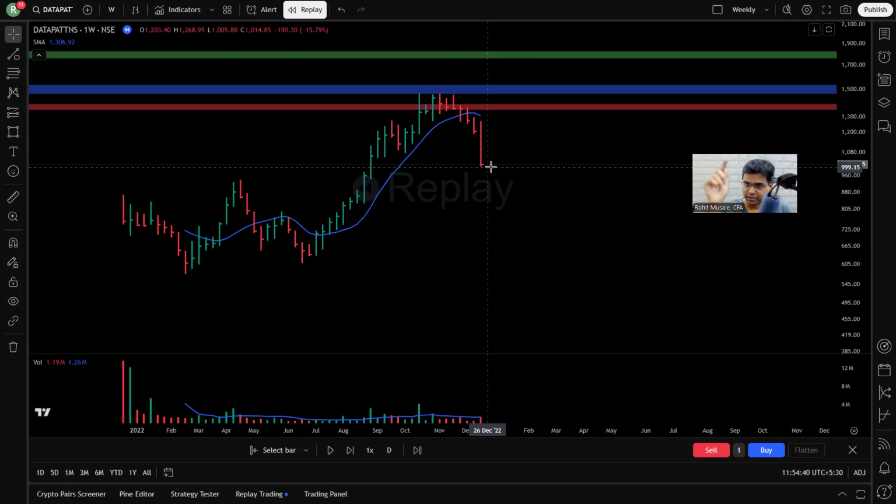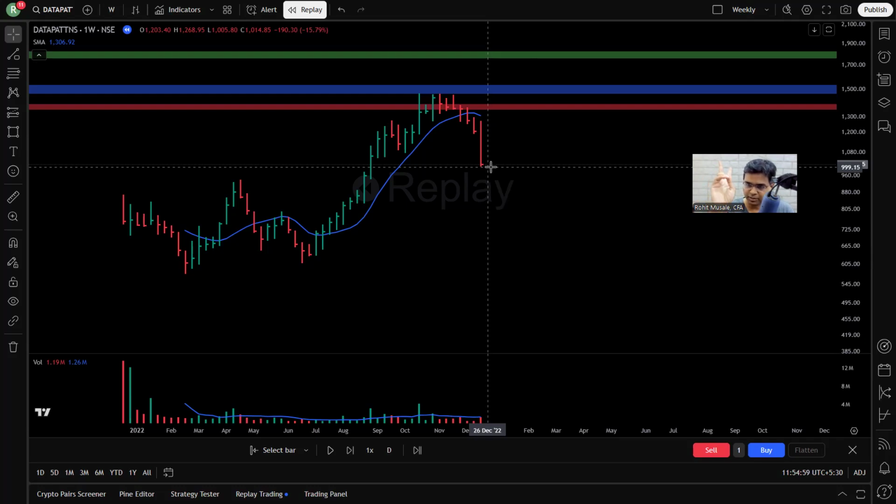I am also looking at price and volume. I am also looking at the moving average. See, everything is there on the chart. You don't have to do anything else. You don't have to go anywhere. Whatever factors I am telling you, please note down these factors. I am also looking at the pivot.